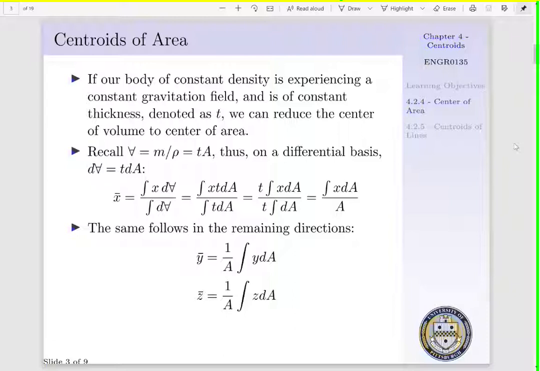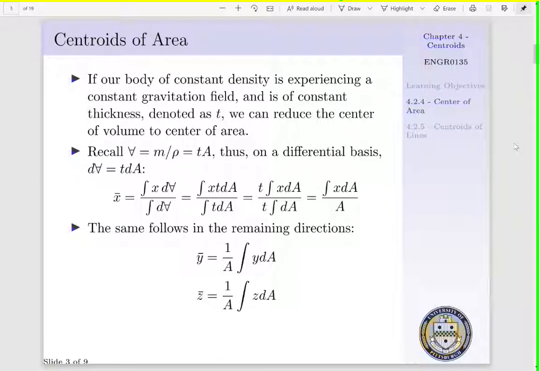That is, we can recall that our volume is equal to our mass divided by our density, and our volume is also equal to our thickness times our area. Thus, on a differential basis, we can say our differential volume is equal to our thickness times our differential area. And therefore, when we solve for our x location of our centroid, we'd have the integral of x dV per the integral of dV. If we make the substitution for dV, we'd have the integral of x t dA per the integral of t dA.